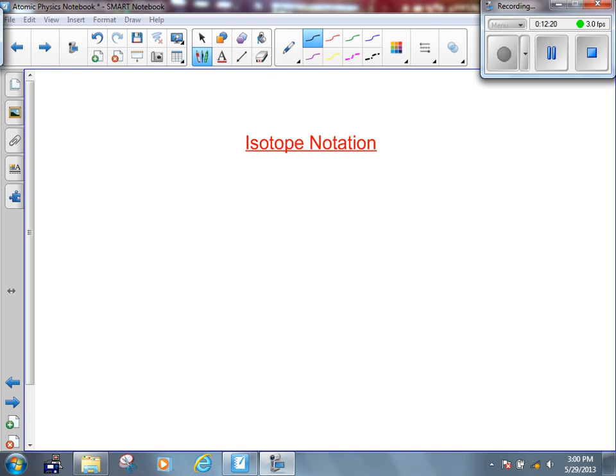Today our new topic is going to be radioactivity. To do radioactivity, which is a process that we'll describe in just a few moments, we have to first introduce the idea of what we call isotope notation. Those of you who have taken chemistry or are taking chemistry will know full well what an isotope is. It's a version of an element.